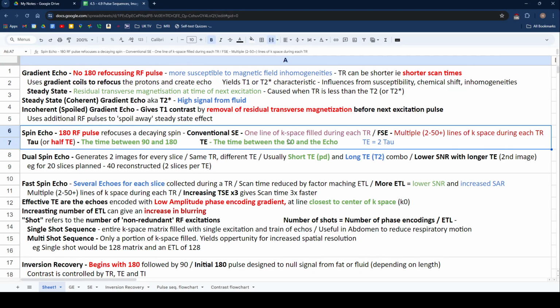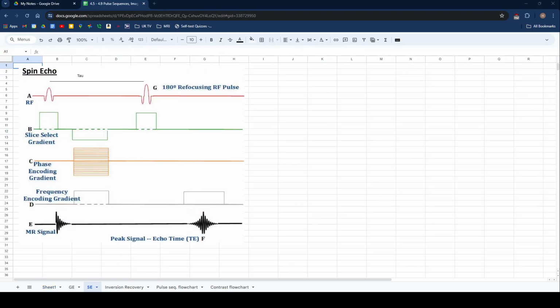TE is between the 90 and the echo, and tau is half TE. So here TE is between the 90 and the echo, that is TE. Tau is between the 90 and the 180. So TE equals 2 tau, and tau is also known as half of TE.